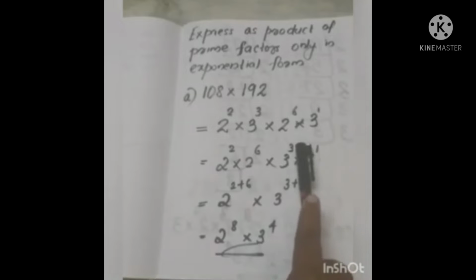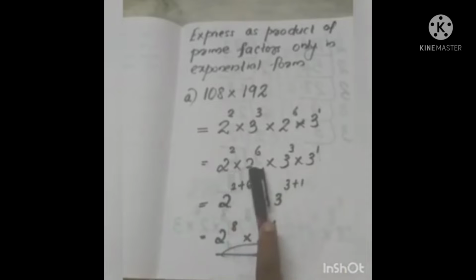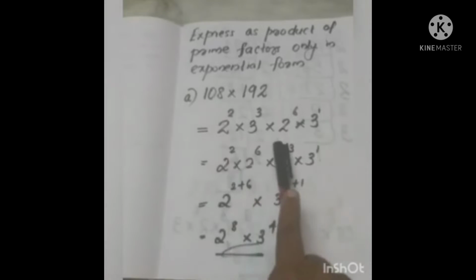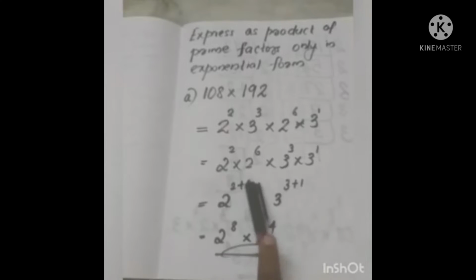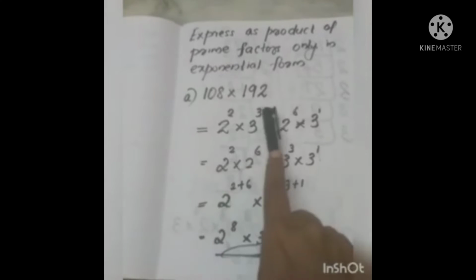Now we can apply the law of multiplying exponents with the same base. Here we have the same base 2, isn't it? So what is the law? a raised to m into a raised to n is a raised to m plus n. Applying that law, we get 2 raised to 2 plus 6. Similarly here we get 3 raised to 3 plus 1. Adding, 2 plus 6 gives 2 raised to 8, and 3 plus 1 gives 3 raised to 4. So 108 into 192 can be expressed in exponential form as 2 raised to 8 into 3 raised to 4.